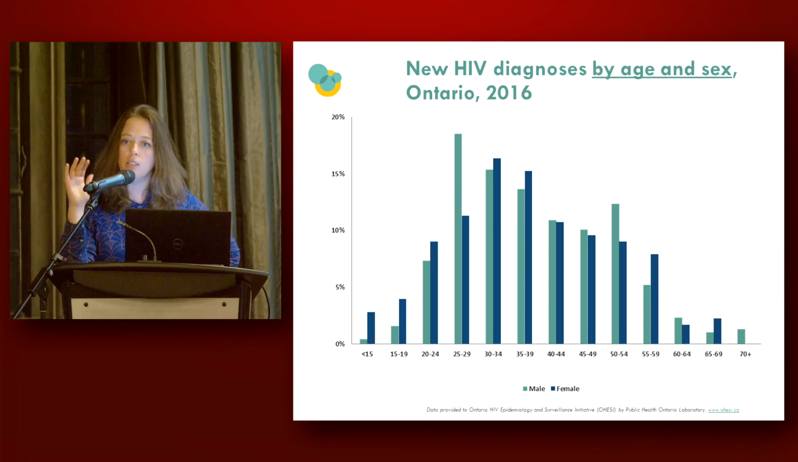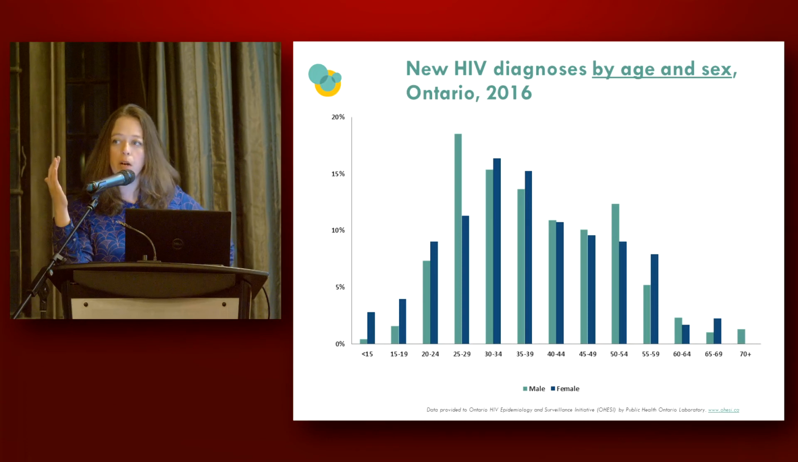So what that tells us is there's probably different things going on in the male population compared to the female population in terms of transmission. And there's different populations that are going to require different interventions based on their needs and their place in life.